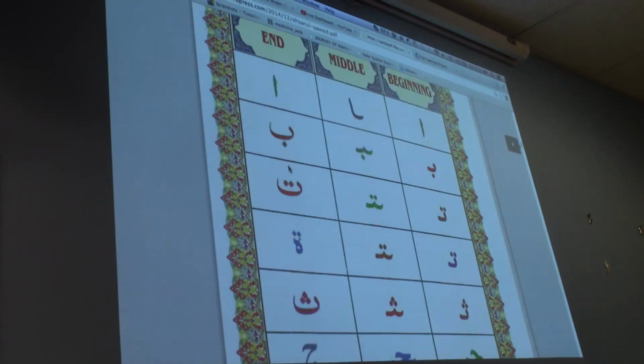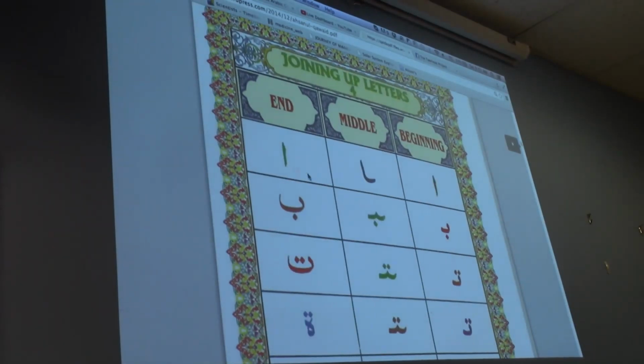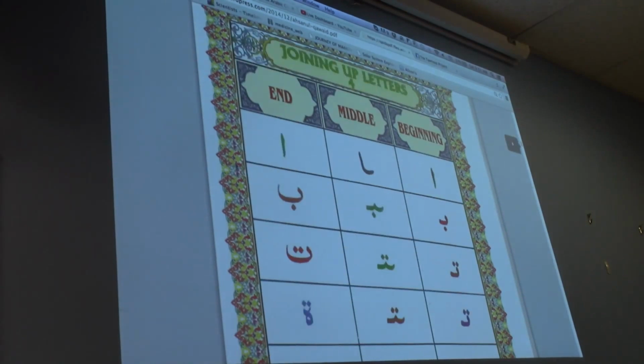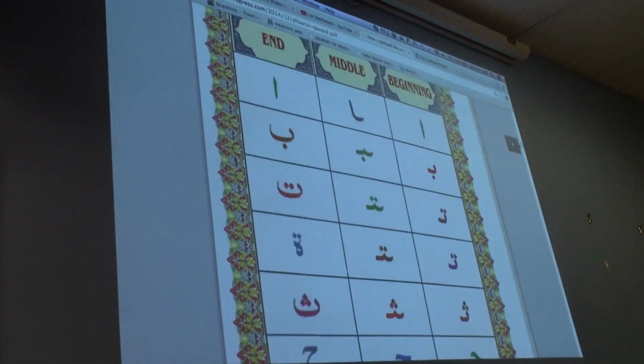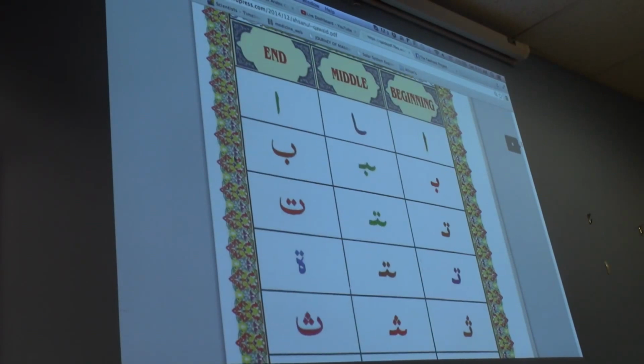Now this page is very important, okay? So we're going to spend a lot of time on this, inshallah. And this page right here, on page number 7, the author is teaching us the beginning, middle, and ending of letters. The beginning, middle, and ending of letters.